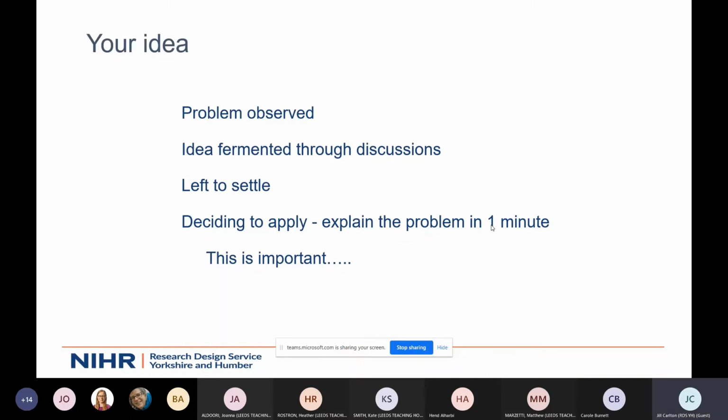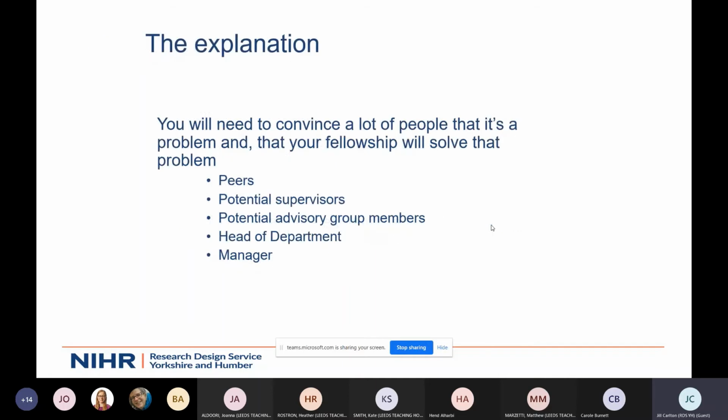And then once you've got the beginnings of an idea in your head, you need to have the ability to explain that problem in a minute, which is obviously a very short period of time. And the reason I say a minute is that you're going to have to convince a lot of people that this problem is indeed a problem, and that your proposed project is going to fix that problem.